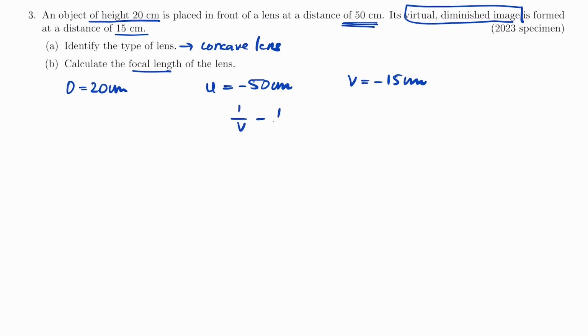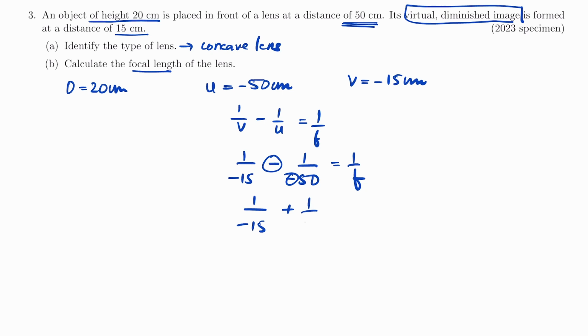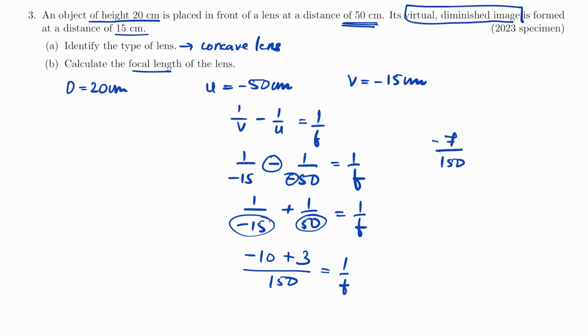So 1 by v minus 1 by u is equal to 1 by f. So 1 by minus 15 minus 1 by minus 50 is equal to 1 by f. Minus minus we can multiply, which will become plus 1 by 50, equal to 1 by f. So let's take LCM of the denominators. So LCM will be 150. So 15 10s are 150, minus 10 plus 3 is equal to 1 by f. So therefore minus 7 by 150 is equal to 1 by f. Taking reciprocal, 150 by 7. So the focal length will be around minus 21.43 centimeter.